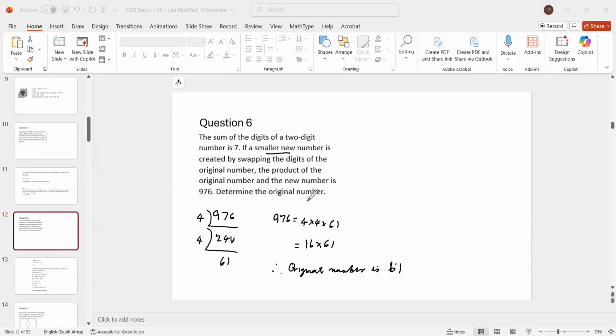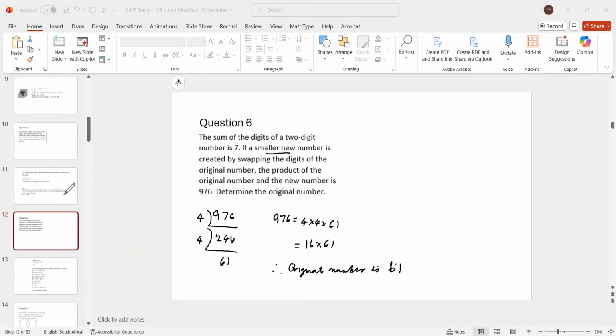You can see it. And when you're swapping it around, if the smaller new number is created by swapping the digits around, so 61 and 16, the product of the original number, yeah, you take the original number and you swap it around, like we have done here, and you multiply the two. So the answer is 61.